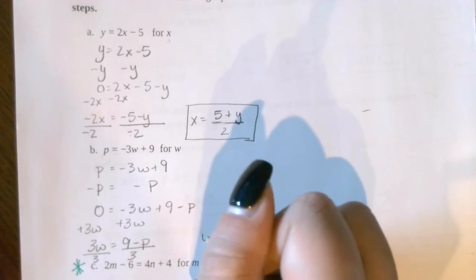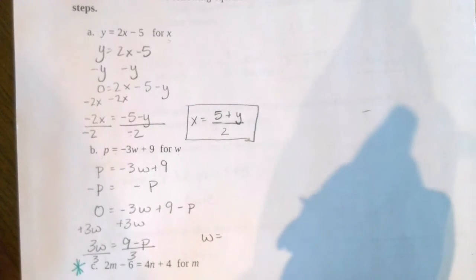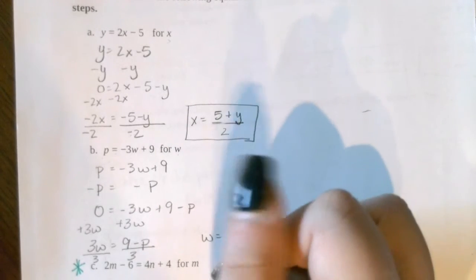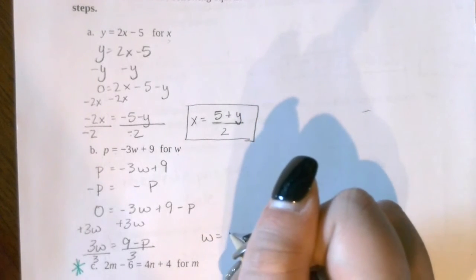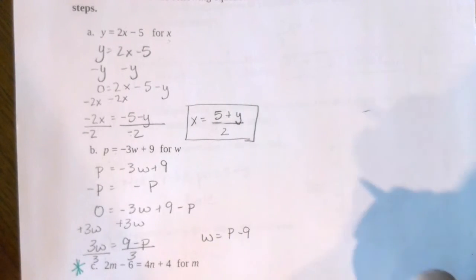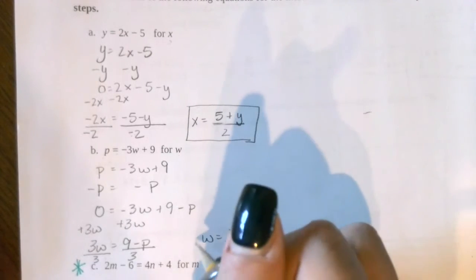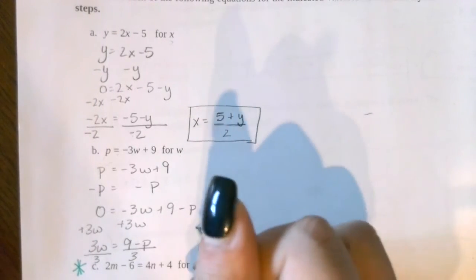Okay, so w equals, I know that I can divide this. Hooray, something I can do. Or I can leave it like p minus 9 like that, divided by 3. Since I can't divide the 9 or the p, that can just stay right there like that.